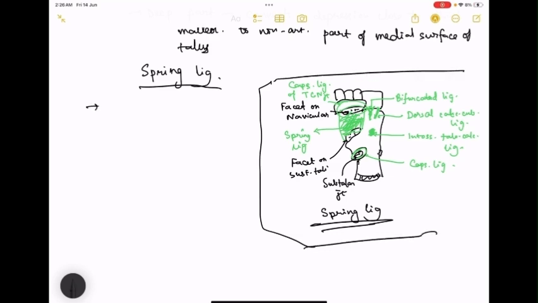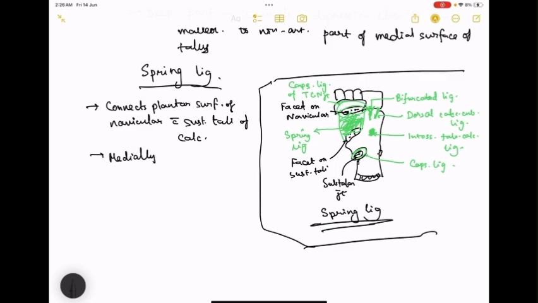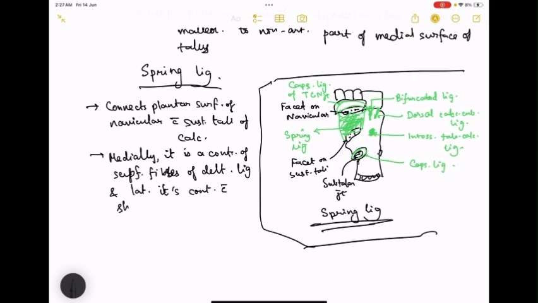So some points that we are going to write about the spring ligament, just some points, one after another. Connects plantar surface of navicular bone with sustentaculum tali of calcaneus. Medially, it is continuation, as I told you, continuation of the superficial fibers of deltoid ligament. Easy only, deltoid ligament, and laterally it's continuous with short plantar ligament.